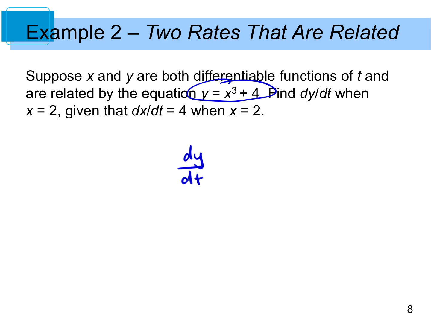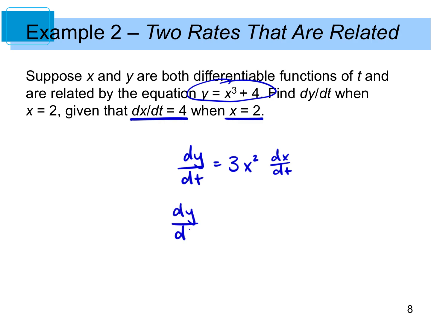dy over dt. What's the derivative of x cubed? 3x squared dx over dt. Plus 4, what's the derivative of 4? 0. So we have that dx over dt is equal to 4 and x equals 2.